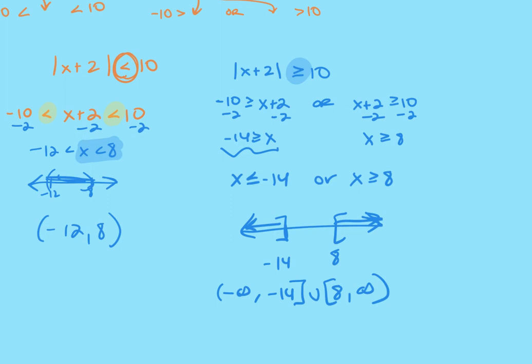But why is there parentheses besides the infinity sign? Oh, on the infinity? Yeah, why aren't there brackets on both sides? Because infinity is not a number, so you can never include it. So negative infinity and positive infinity will always get a parentheses. Okay. Is that what you mean?